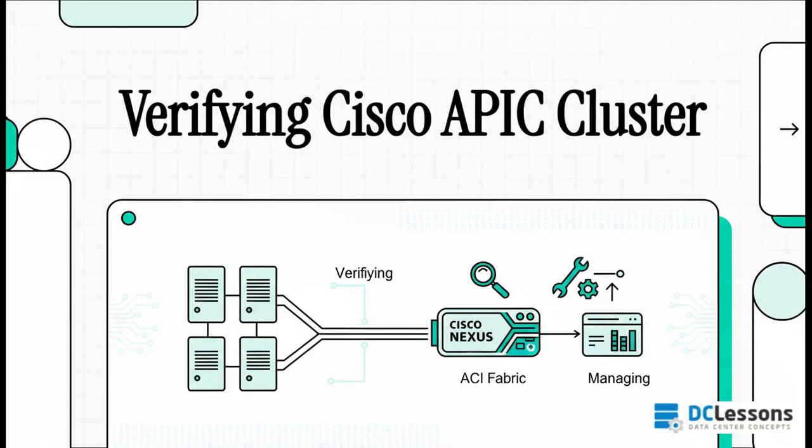All right, let's talk about Cisco ACI. Specifically, we're going to master a really critical skill, verifying the health and stability of your APIC cluster. Now, I know what you're thinking. ACI Fabric discovery is super automated, and it is. But things can and do go wrong, and knowing how to diagnose those issues is what separates the pros. So, let's dive right in.